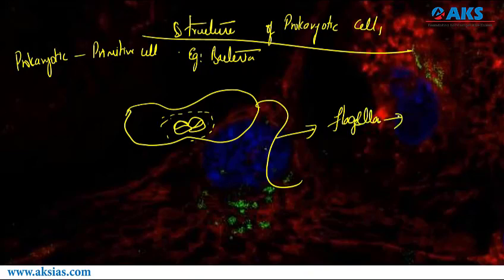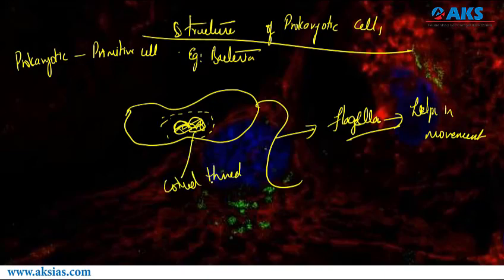Why is this flagella there? Flagella helps in movement of the cell. And this coiled thread-like structure, what is it? This is the genetic material. Very, very important. This is the genetic material of the cell, and this is called DNA.